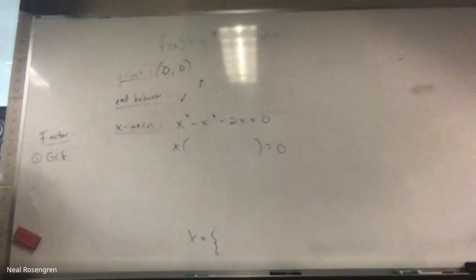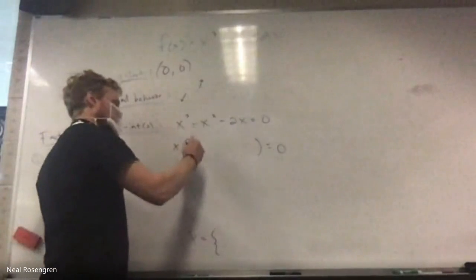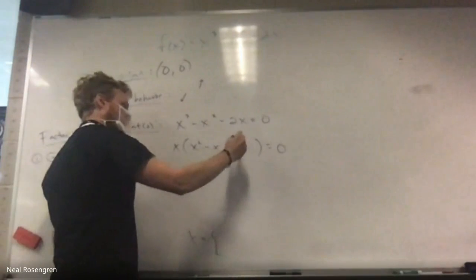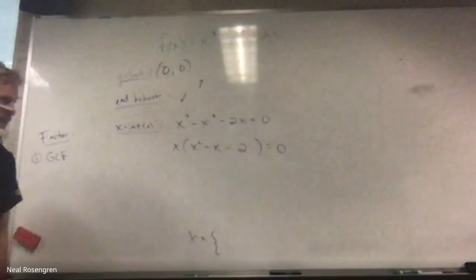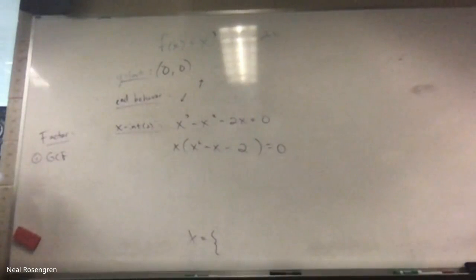x cubed minus x squared minus 2x. I pull out the x. Okay, so I have one of those that are gone, one of those that are gone, and the one that was with that negative 2, that one's gone as well. So x, parentheses, x squared minus x minus 2.